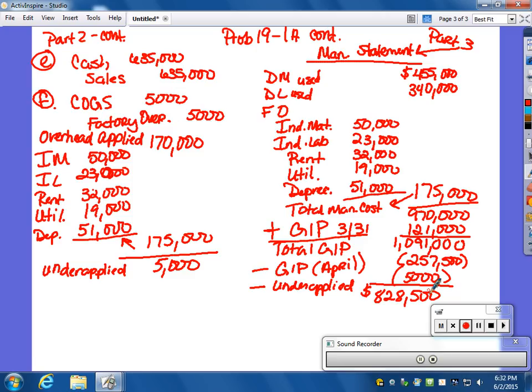Okay, part 4 says, compute gross profit for April, show how to present the inventory on the April 30th balance sheet. Now, what goes in gross profit? What is the equation for gross profit? Well, you did most of the work already because we just set up and did cost of goods sold.